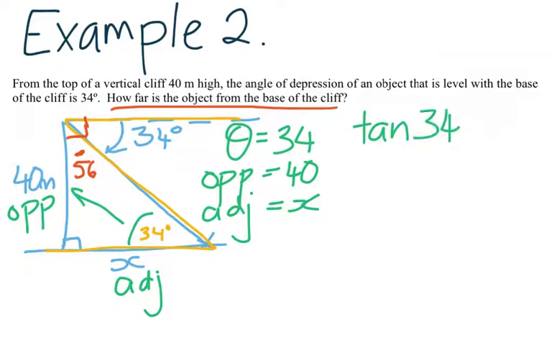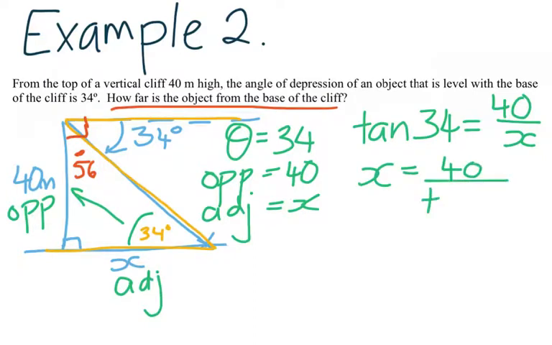Then we fill in the formula. So tan of 34 is equal to the opposite, which is 40 over x. Now the x is on the bottom this time, which means it is division. So it'll be x is equal to 40 divided by tan 34. And remembering to put your calculator in degrees, it should already be in it, but just double check. So you put that into your calculator and you should get 59.3 meters to one decimal place.